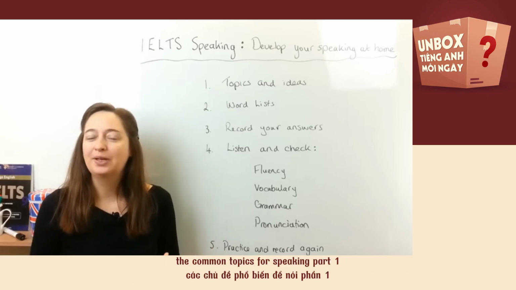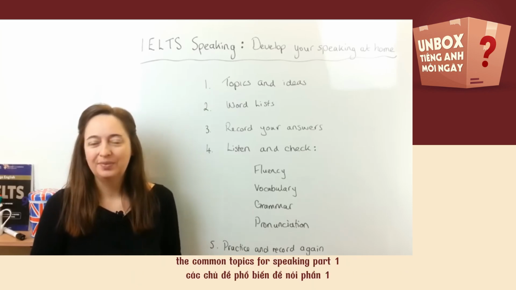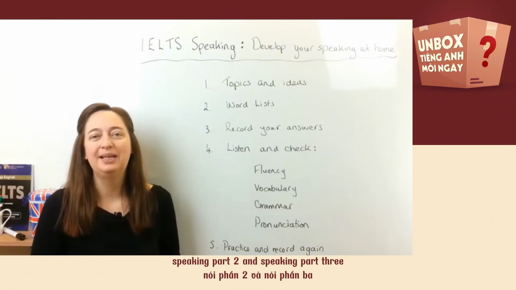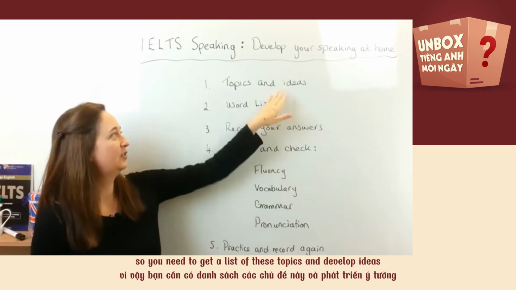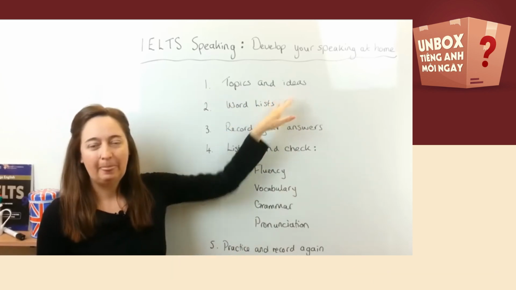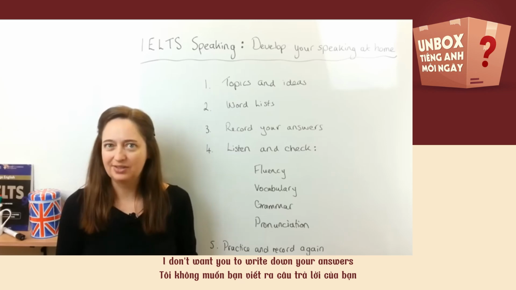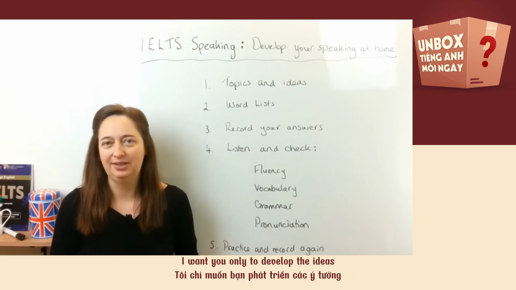Now, the first thing I want you to do is to get a list of topics. The common topics for speaking part 1, speaking part 2 and speaking part 3. So you need to get a list of these topics and develop ideas. I don't want you to write down your answers. I want you only to develop the ideas.